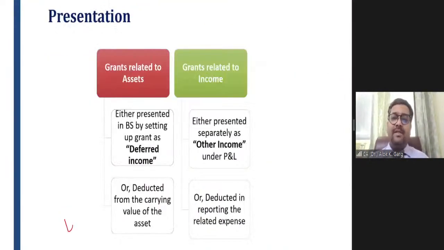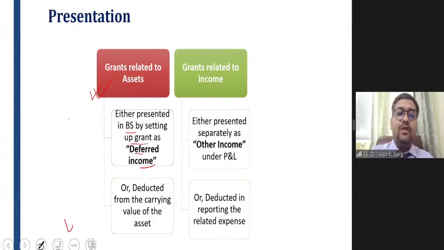So coming to the presentation, we have discussed this part. If grant is related to assets, in that case, the grant has to be shown as a deferred income, as a deferred government grant on the liability side, and the asset has been shown in the balance sheet on a gross basis. Either presented in the balance sheet by setting up grant as a deferred income. So the asset will be there at full value, at gross value, and the grant will be shown.